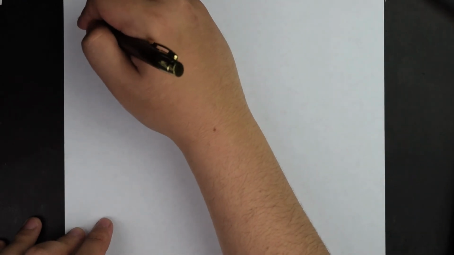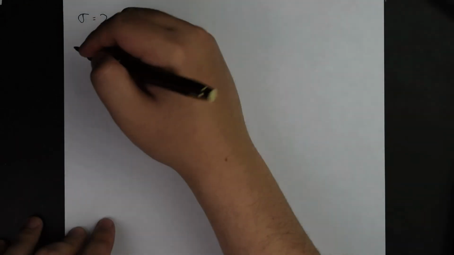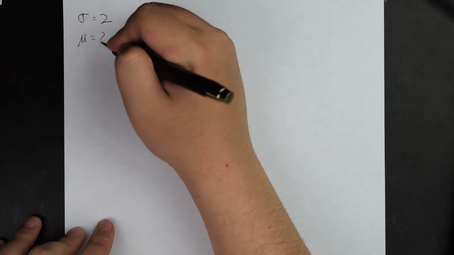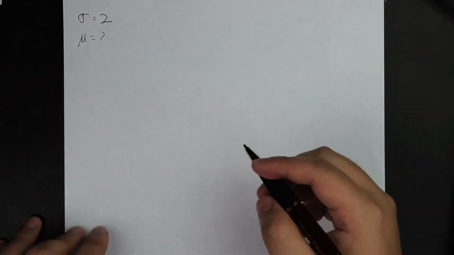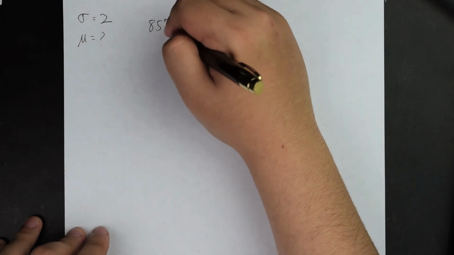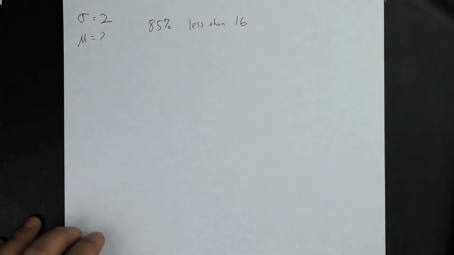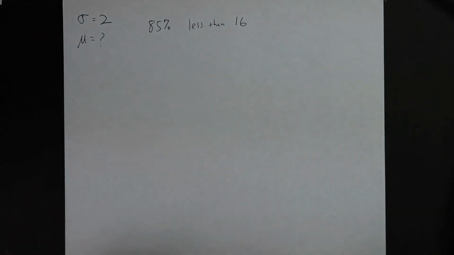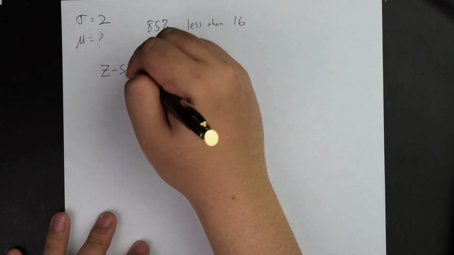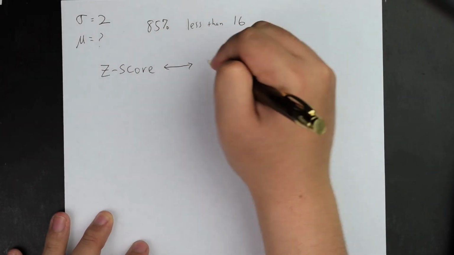Let's say we were given a scenario that a plant, just like a random plant on a farm, has a standard deviation of 2. A lot of times when I'm reading this, I annotate it and write standard deviation equals 2, because the plant has a standard deviation of 2. And what is the mean weight? So I don't know my mean weight. That's what it's telling me. If 85% of the cucumbers weigh less than 16 ounces, for this question I can see right off that z-score and percentile are going to be in play.